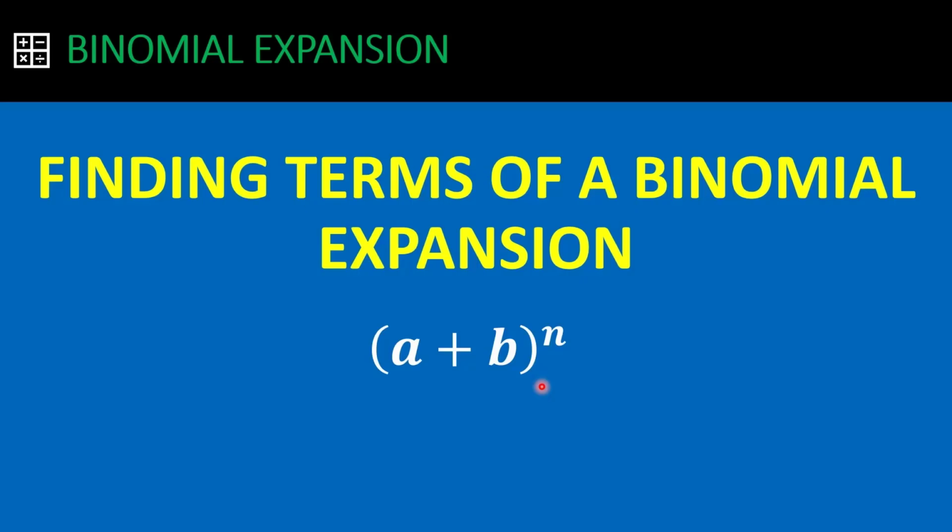In today's video I'm going to show you a simple way to find any term of the binomial expression (a + b)^n, where a and b can be variables or constants and n is any positive integer like 0, 1, 2, 3, etc., without actually expanding (a + b)^n.